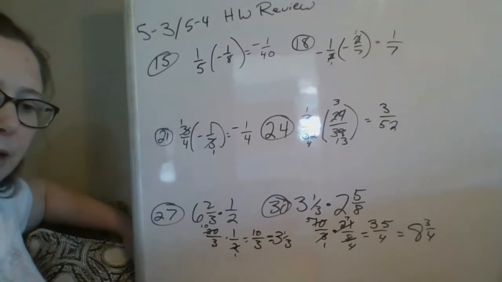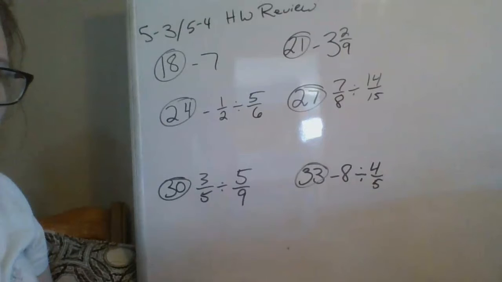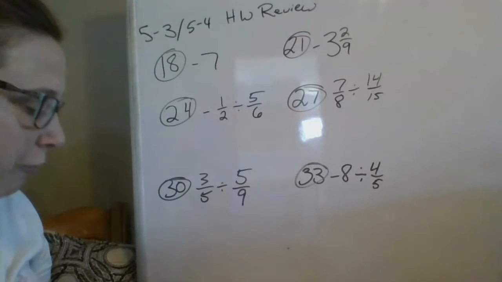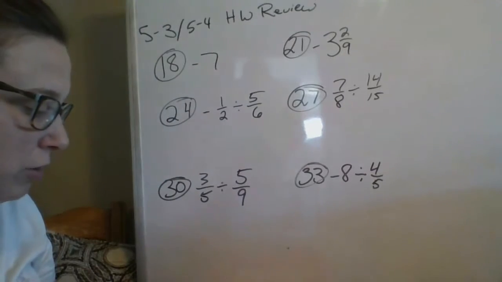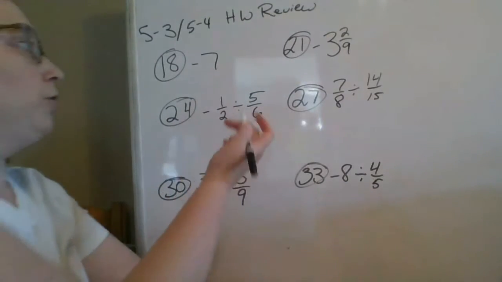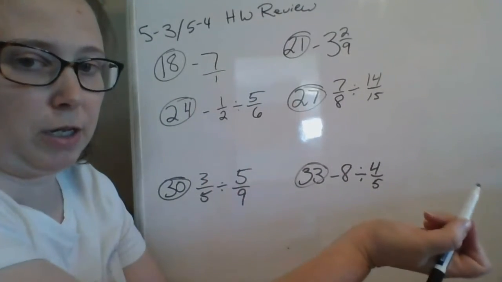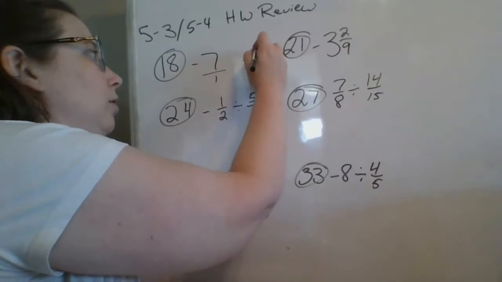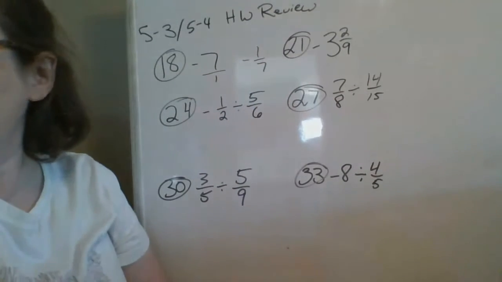And now we're going to take a look at our division assignment. On to our 5.4 homework review. The first 2, you just had to tell me what the multiplicative inverse for each number is, which means you're going to flip that number over. Here we have a whole number, so the first thing you need to do is change that into a fraction, and then we can flip it on over and we get negative 1/7.